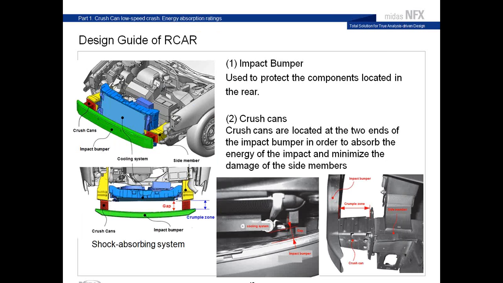So for these two kinds of tests, this is the FEA model that has been made. So you have several components in your system. You see you have the impact bumper, the crash can, the side member, and you have the cooling system. So why do we model this cooling system? Because actually it's a very expensive part in the car, so if it is broken, it will lead to expense on the repair. So the analysis is to see if this will not be damaged during the impact.